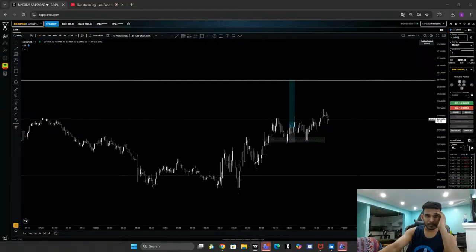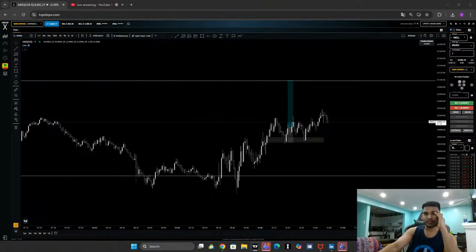I put my entry here, and my stop loss was supposed to be at this high. I'm expecting the price to go lower, because it already made an SMT, right? There is no point for me to wait for something else. This is what I'm waiting for here: the liquidity hasn't been taken yet.